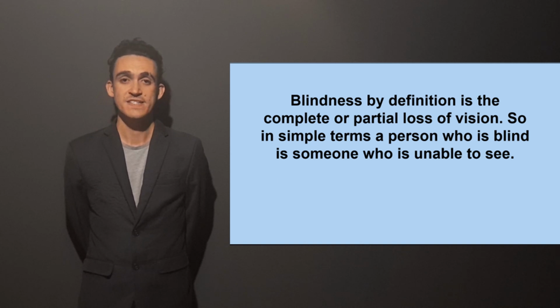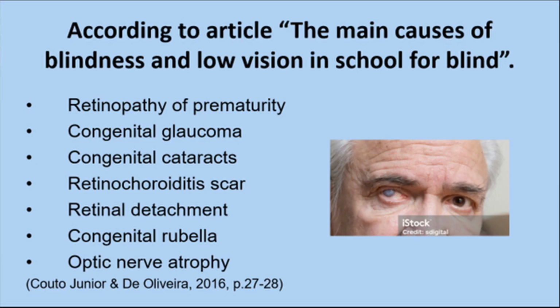So what is blindness? Blindness, by definition, is a complete or partial loss of vision. So in simple terms, a person who is blind is someone who is unable to see. Now you might be asking, how does a person become blind? Well, if we take a look at the first article as shown on the screen, the possible causes of blindness could be retinopathy of prematurity, congenital glaucoma, congenital cataracts, retinochoroiditis scar, retinal detachment, congenital rubella, and optical nerve atrophy.